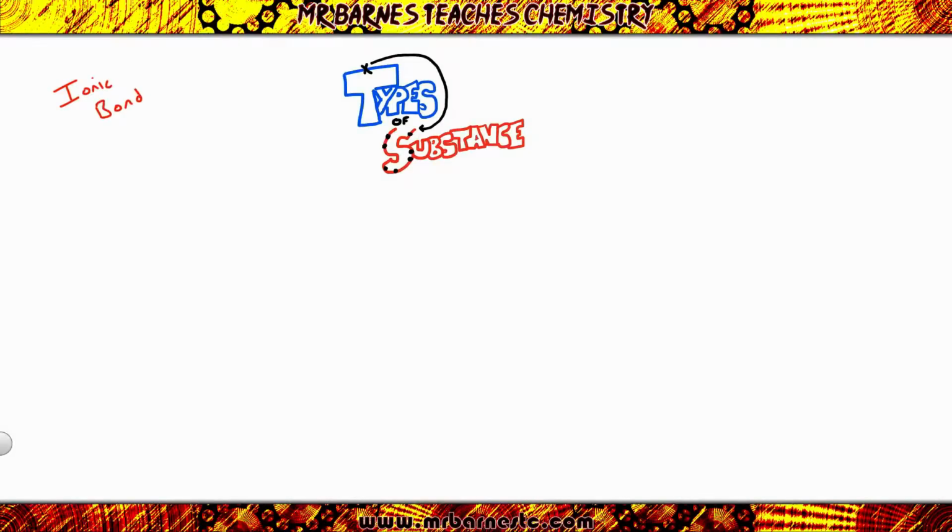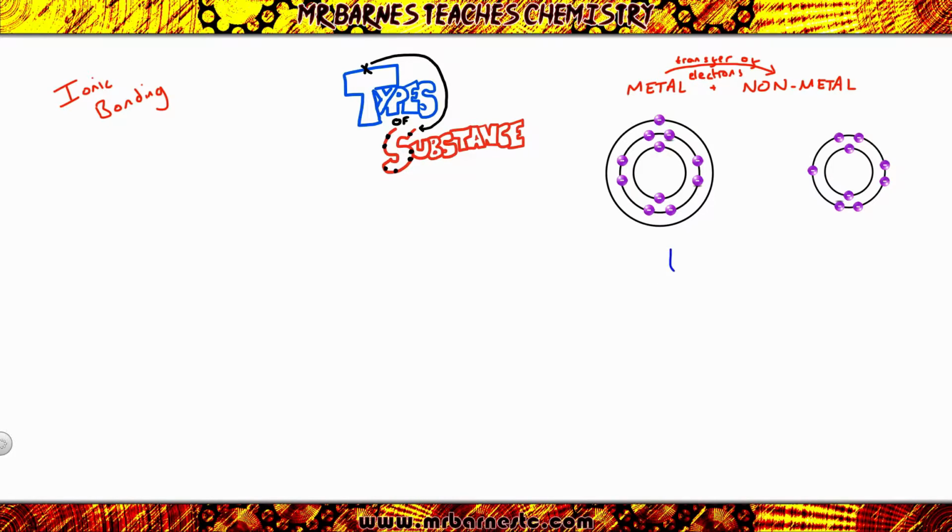Now, as we've said, it involves a metal and a non-metal, but what you also need to know is it's a metal that transfers or donates its electrons to the non-metal. So for example, I've got a metal here which has one electron in the outer shell, which means it's in group 1. It wants to lose that one electron. It's easier to lose it. The element on the right has got 7 electrons in the outer shell. It's a non-metal, therefore it's easier for it to gain one electron.